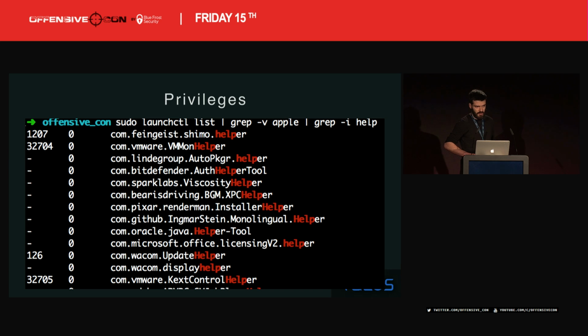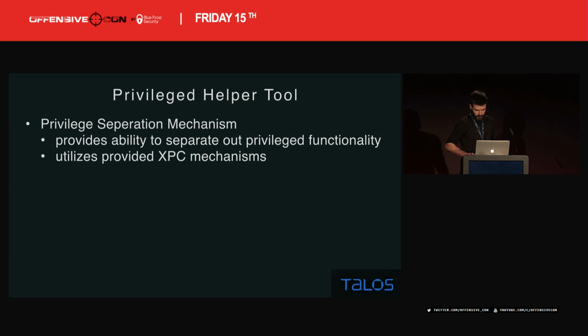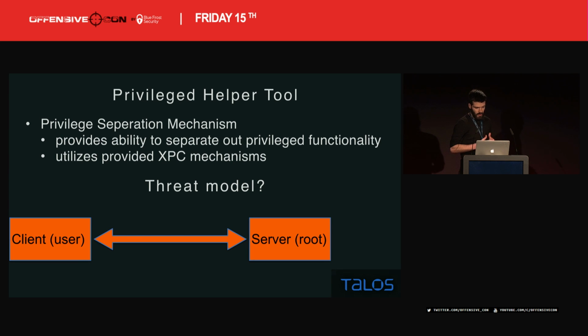So here is a launchctl command listing out some of the files I have on my computer. The numbers on the left are the PIDs, and the 0 represents the exit code. And here is, again, some more privilege helper tools that I have on my system. Okay, a privilege separation mechanism provides the ability to separate out privileged functionality, and it utilizes the provided cross-process communication mechanisms.